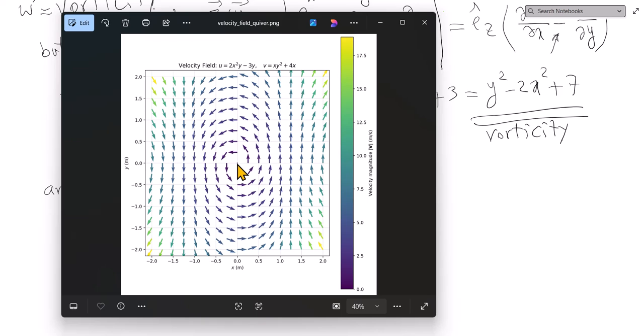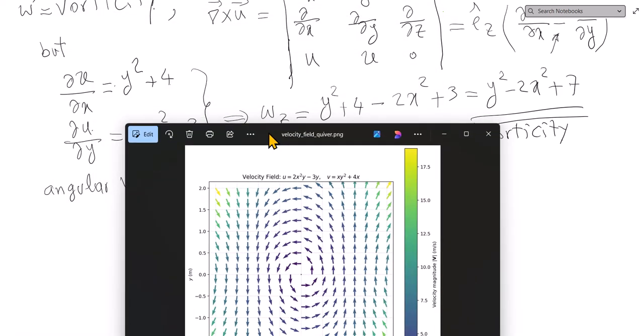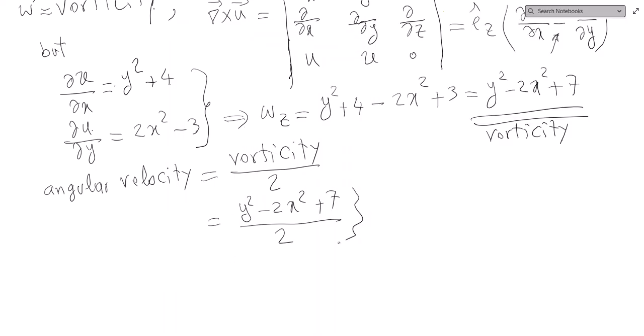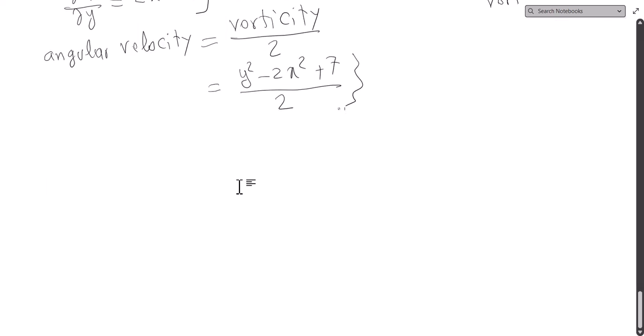Maybe you can do the same thing for vorticity and angular velocity as well, which will take different values based on the values of x and y. Okay, so having said that, we can move on to another quantity, which is circulation.